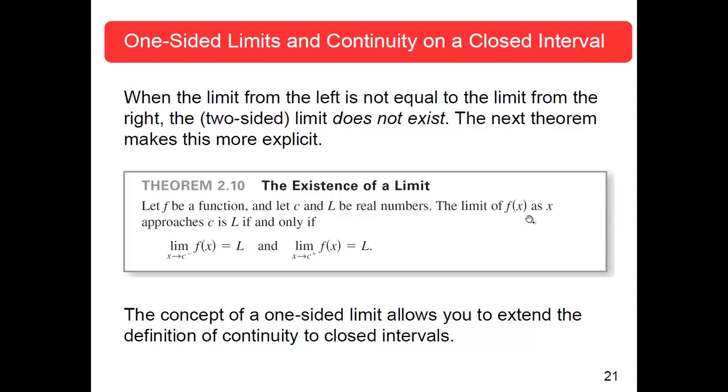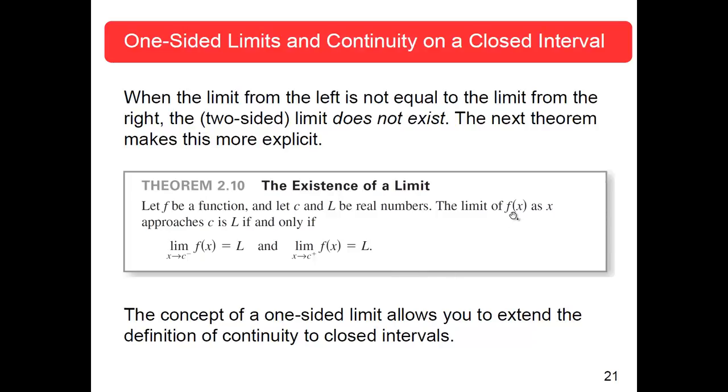The limit of f of x as x approaches c is L if and only if the limit from the left equals L and the limit from the right equals L. So that means the limit from the left and the limit from the right have to be the same thing for the general two-sided limit to exist.